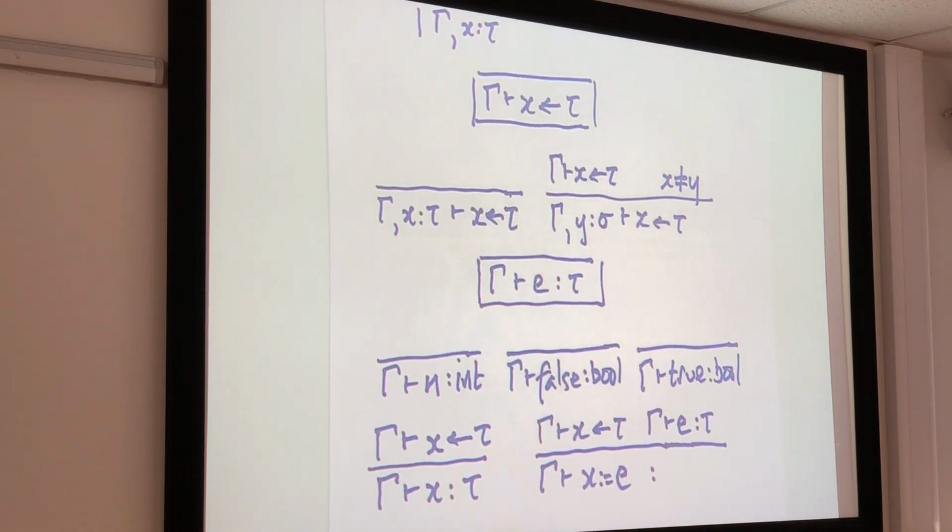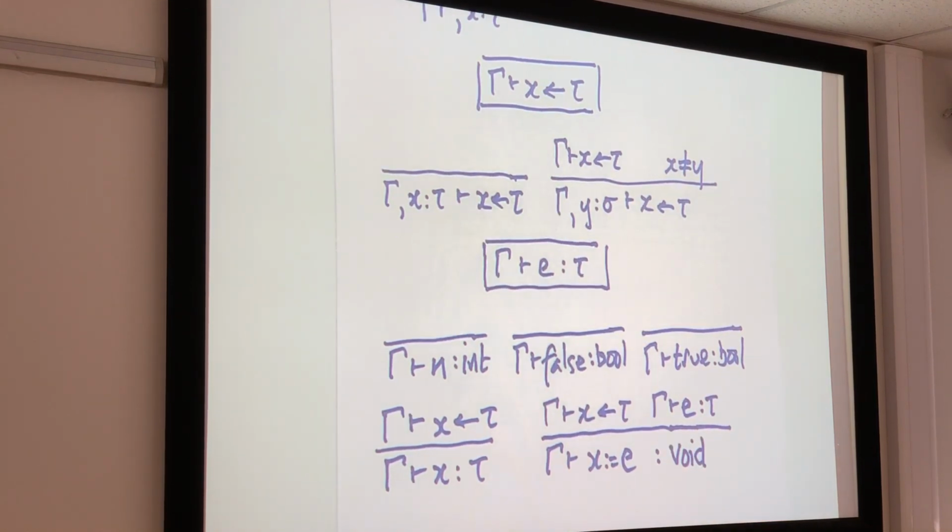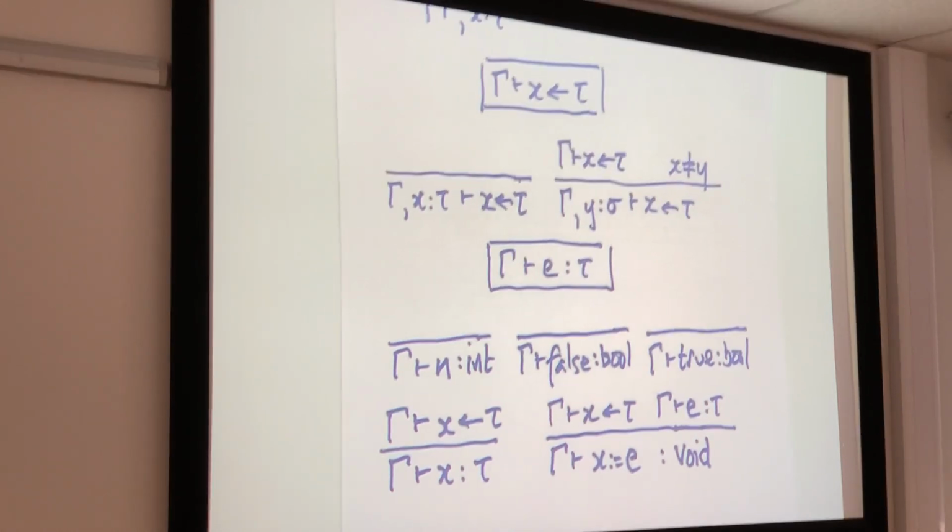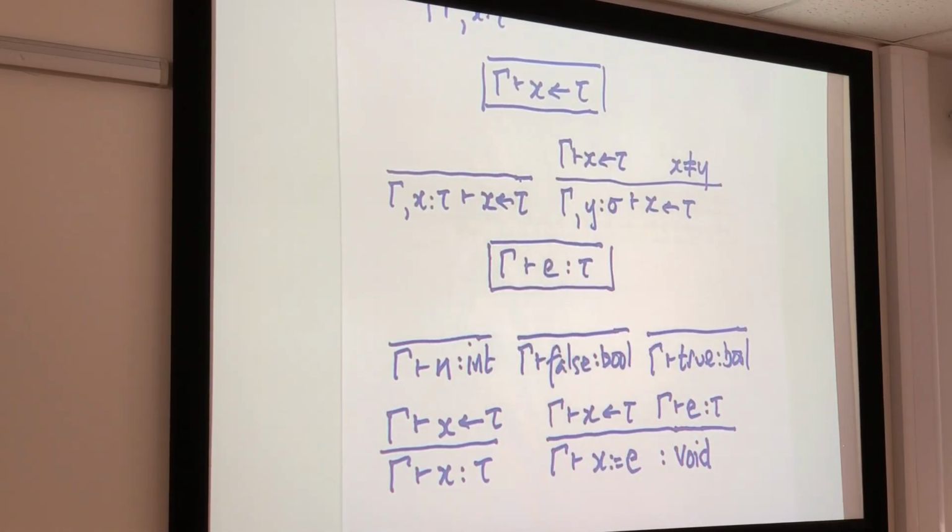It might be tempting to say that it's tau, but remember, an assignment is something that we do. It's not something that gives us our value. So the whole assignment has type void. That's to say, we have to check that the expression has the right type to generate values that can go in the variable, but we execute the assignment for the effect of putting that value in the variable, not to get our hands directly on the value.